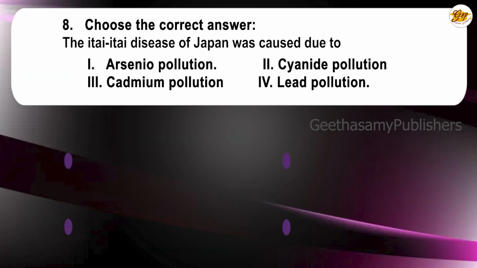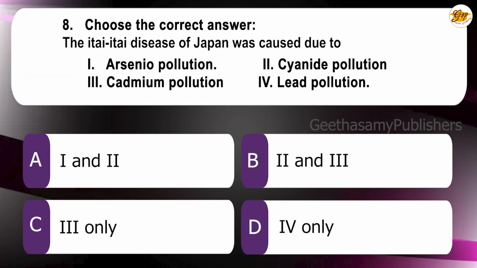Eighth question. Choose the correct answer. The Itai-itai disease of Japan was caused due to 1. Arsenic pollution. 2. Cyanide pollution. 3. Cadmium pollution. 4. Lead pollution. The choices are A. 1 and 2, B. 2 and 3, C. 3 only, D. 4 only. The correct choice is C. 3 only, that is cadmium pollution.